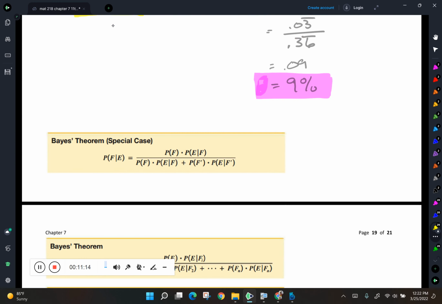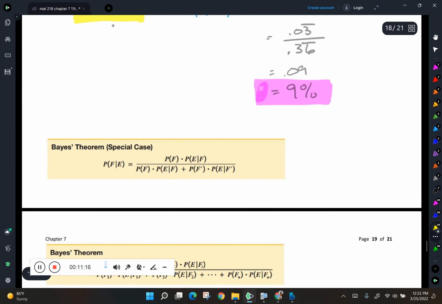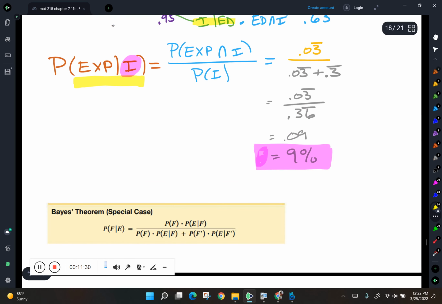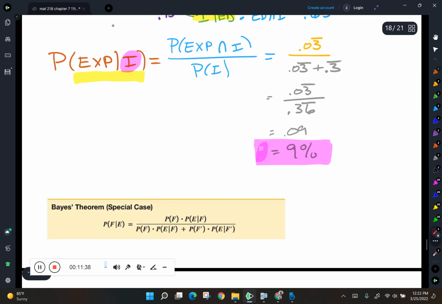Bayes' theorem. The probability of F given E is equal to the probability of F times the probability of E given F, divided by the probability of F times the probability of E given F, plus the probability of F complement times the probability of E given F complement. Now, believe it or not, that is that right there. So let's take a look at where those numbers came from, right?